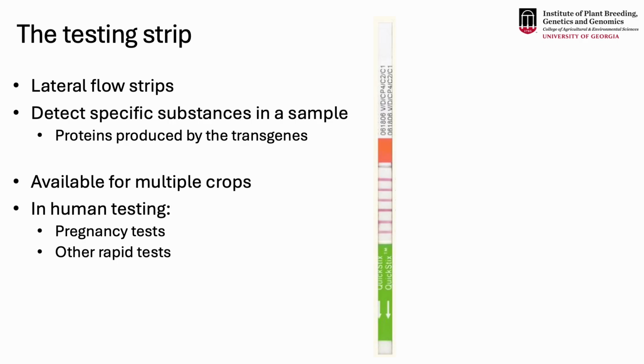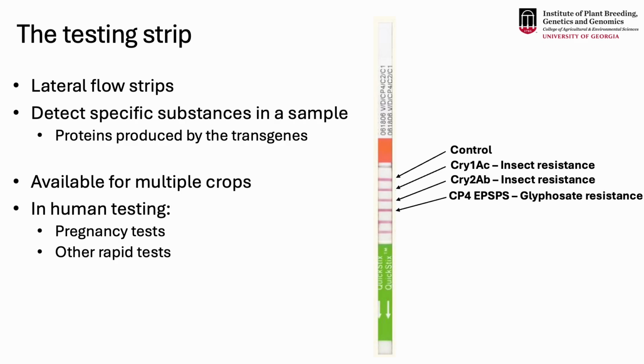In this case, our strip detects 5 transgenes. It has a control line to make sure that the test is working, and we have 2 insect resistance genes, a glyphosate resistance gene, which is a herbicide, a dicamba resistance gene, which is also a herbicide, and another insect resistance gene.